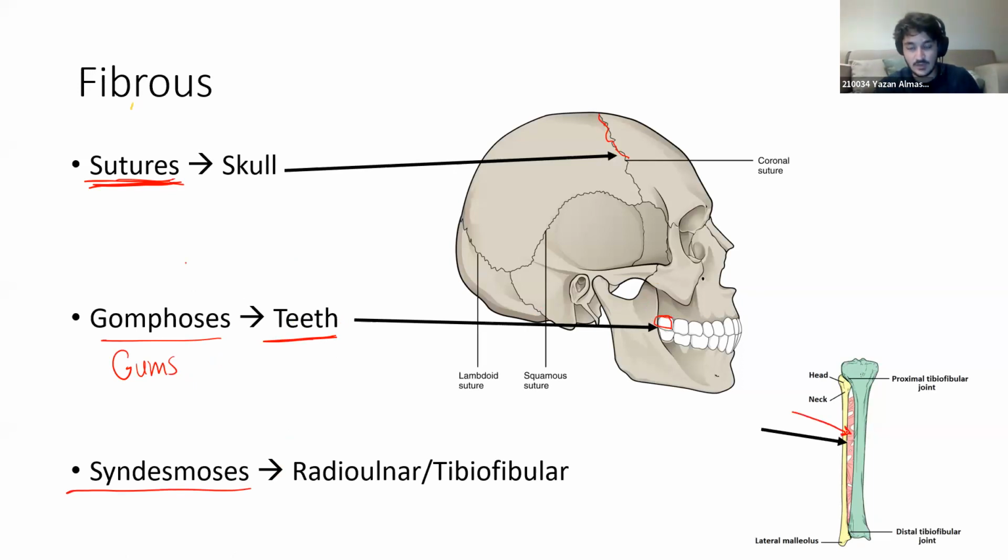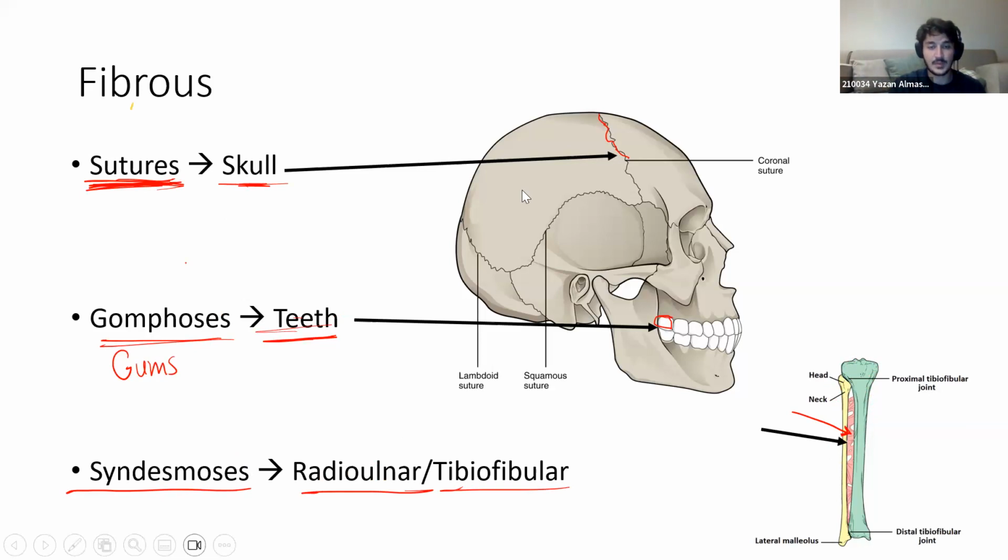Between the ulna and the radius. Or sorry, between the tibia and the fibula. Also between the radius and the ulna, but in this picture it is the tibia and the fibula. So what you need to know from the fibrous, there are 3 types. Sutures, which are the skull, gomphosis, which are in the teeth, syndesmosis, which is in the radio-ulnar joint or the tibiofibular joint.